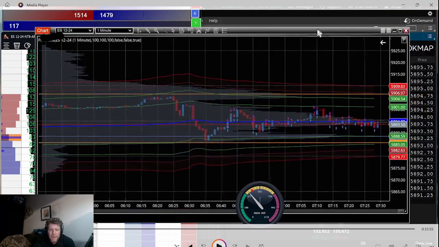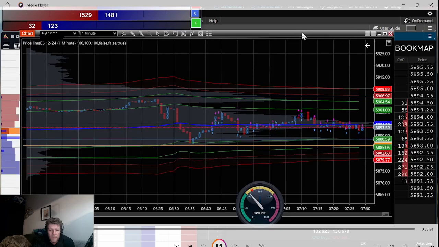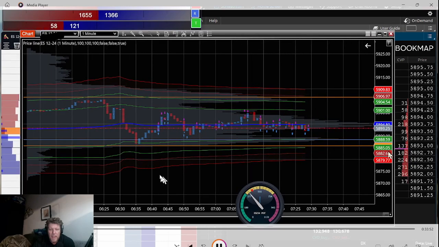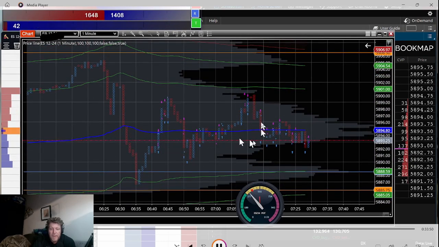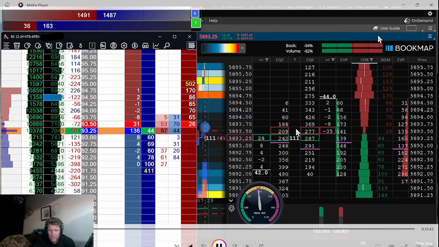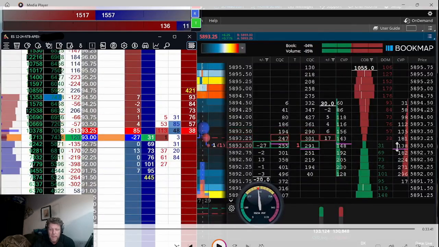Actually, let me pause this for a second. Wait till we get past this. I'm just looking at, you can see the price was in a very sideways consolidation here. It was going up, it was going down, it was going up, it was going down. Kind of hanging out on VWAP. So let's pause this for a second.